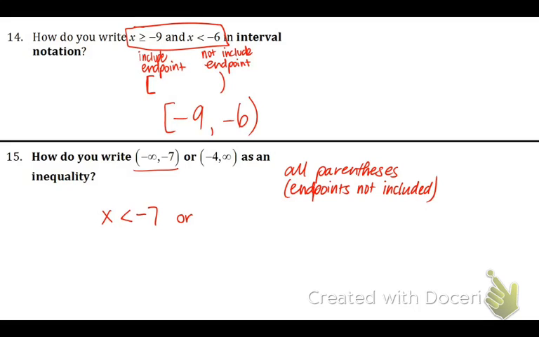Bring the or word, and now bring down the -4, and it's going toward positive infinity, so that means we have a greater than symbol. It's pointing towards the right, and we bring down the x. So the answer is x is less than -7, or x is greater than -4.